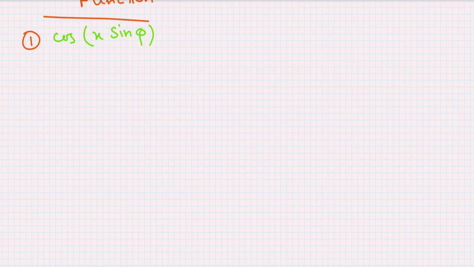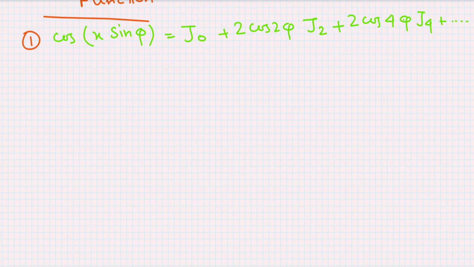Now number one is, these expansions are also important for exams. So number one is cos of x sin phi. This is equal to, you can write in terms of Bessel's function, J0 plus 2 cos 2 phi J2 plus 2 cos 4 phi J4 plus so on.